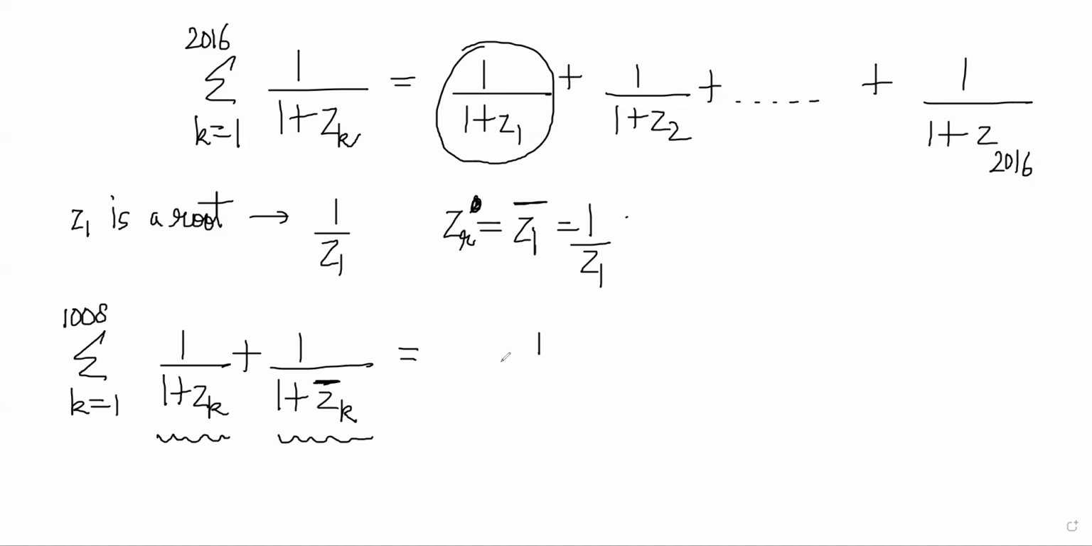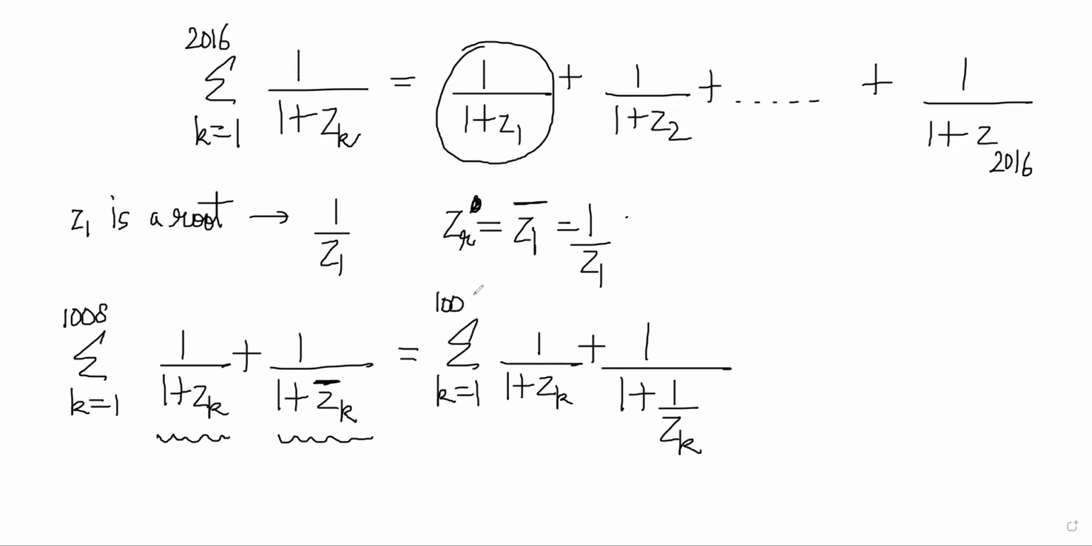Now utilizing the fact that 1 by 1 plus zk and 1 by 1 plus zk conjugate can be written as 1 by zk, and summing it up from k is 1 to 1008, you will realize that this becomes 1 plus zk by 1 plus zk, summation k 1 to 1008, which is clearly 1008.